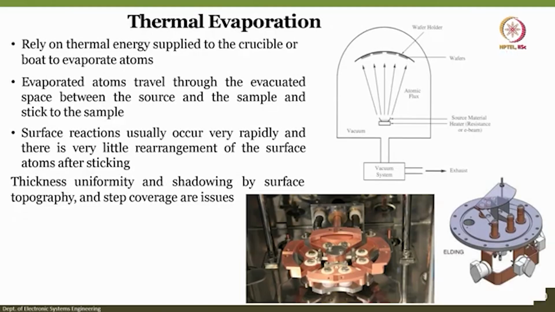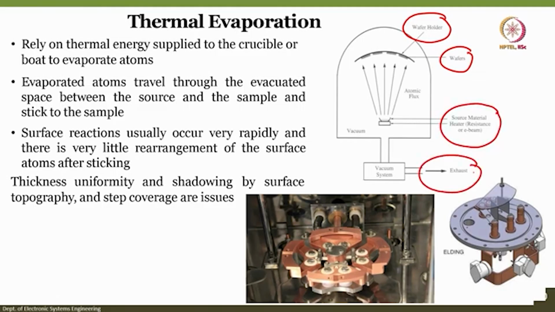If you see the thermal evaporation, like I have shown you earlier, there is a vacuum chamber, then there is a wafer holder, you can say substrate holder, and the wafers are placed here. There is the source material or heater resistance here, and a vacuum system that helps to keep the vacuum intact. The thermal evaporation system relies on energy supply to the crucible, which is here, or boat, to evaporate the atoms. Evaporated atoms travel through the evacuated space between source and the sample.